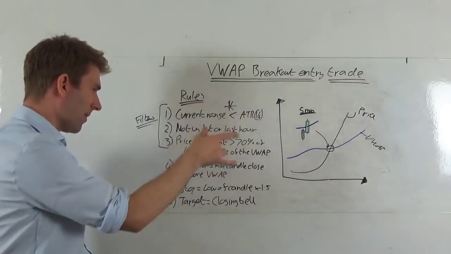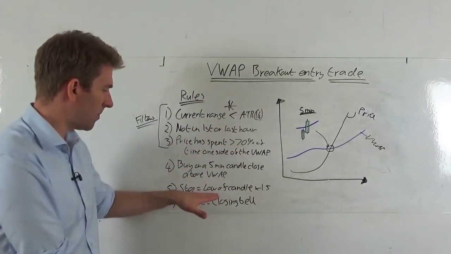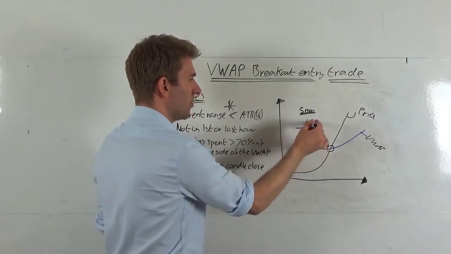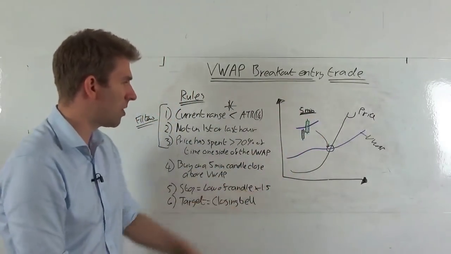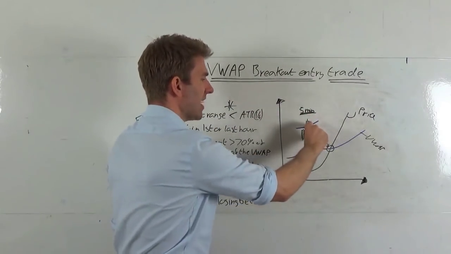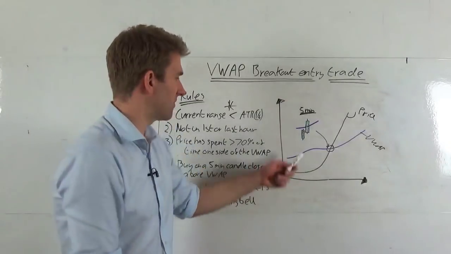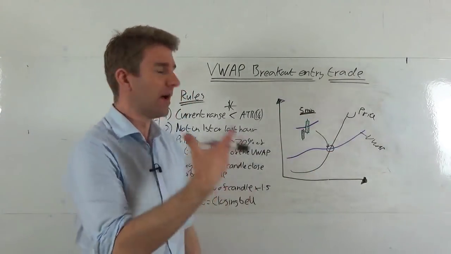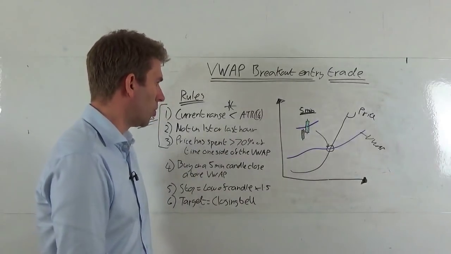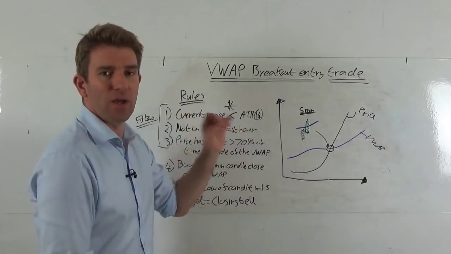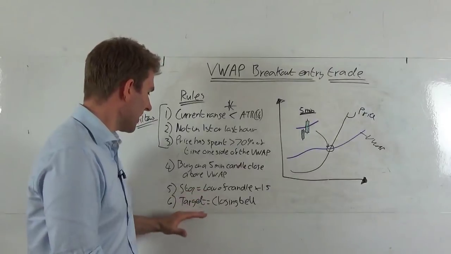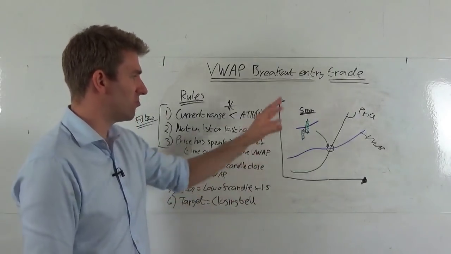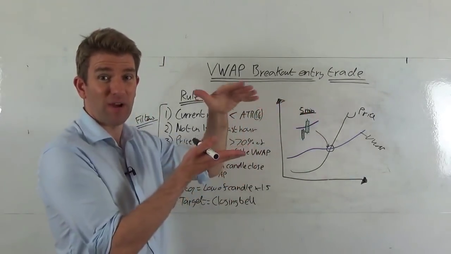So we've got our buy. Now we're going to have our stop. Our stop is equal to the low of the candle that broke as the trigger candle, times 1.5. So in other words, the range, add another half onto it. So if the range is 10 ticks, it's going to be a 15 tick stop below that low. Okay, so that's the way we're going to trade it. And our target is going to be the closing bell. So it's a reasonably tight stop because it's talking about 5-minute range stuff.